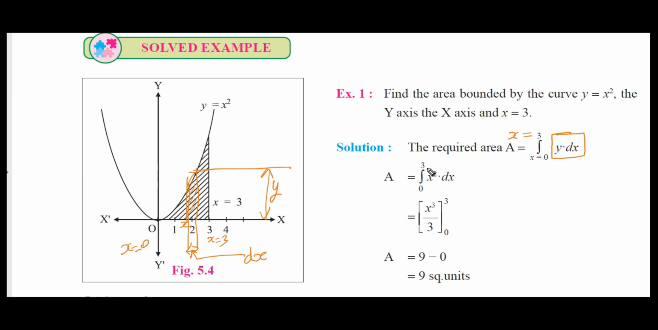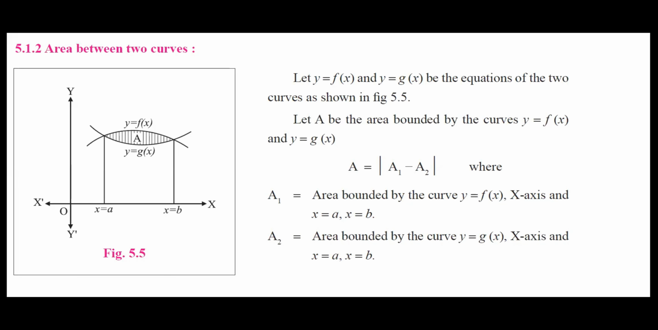In the next step they are replacing this y with a function. What is this y? This y is nothing but y is equal to x square. This is the function, so you will write y is equal to x square here. You will take the integration of x square, apply the upper limit and lower limit, and then you will get the answer as 9, and the units will be square units. Okay, why? Because this is an area. Got it?